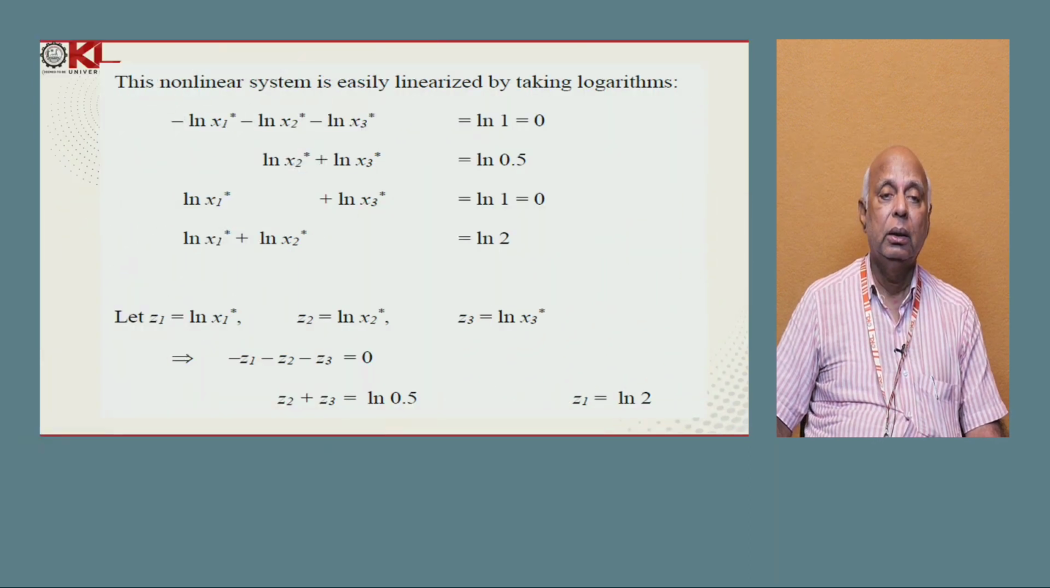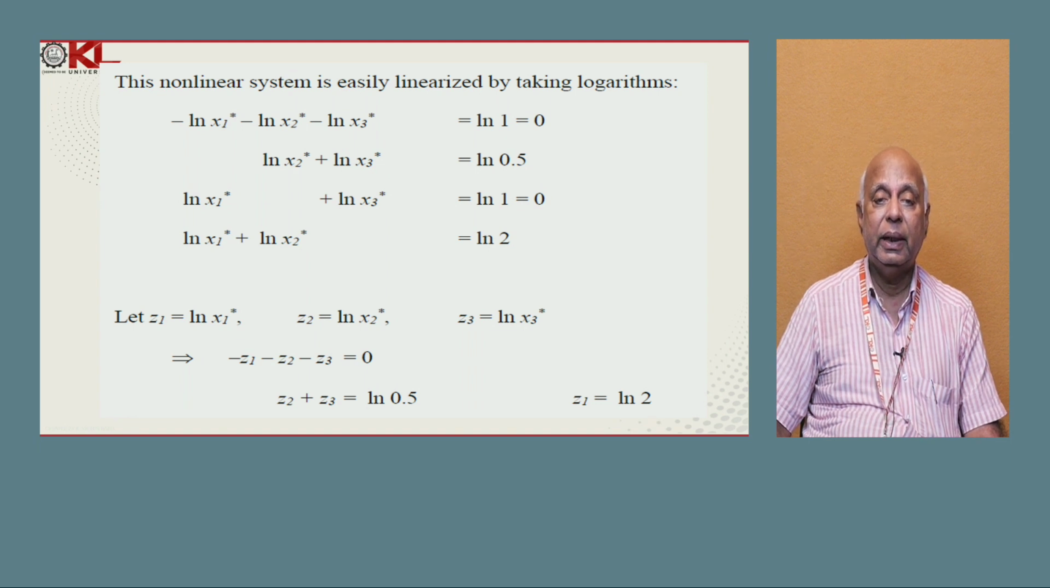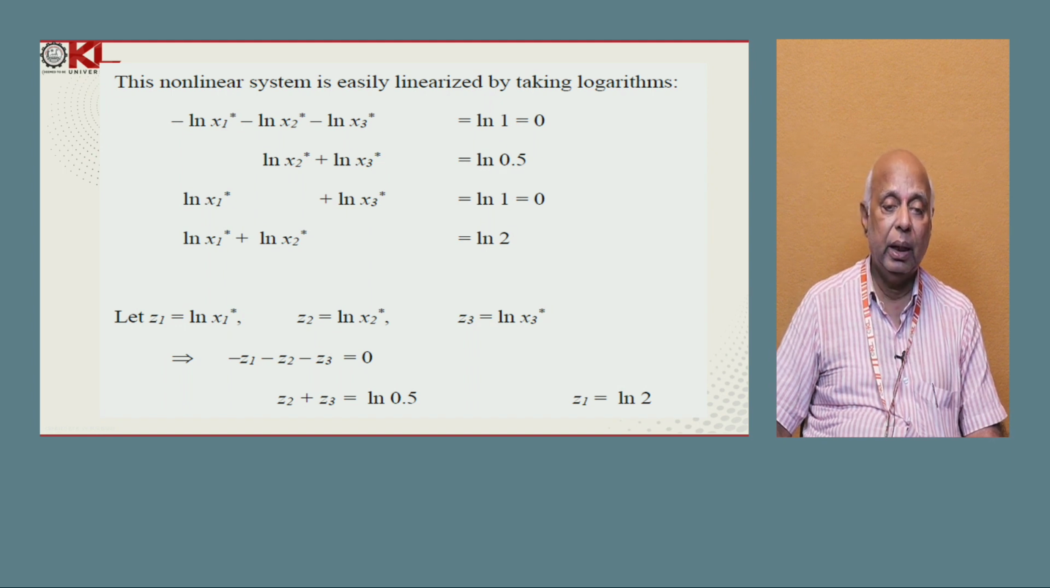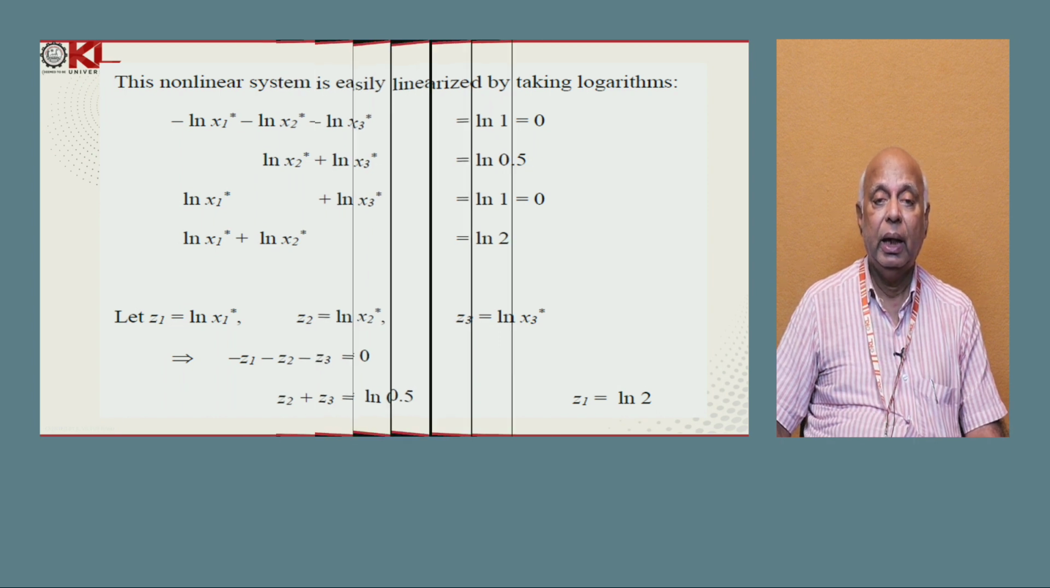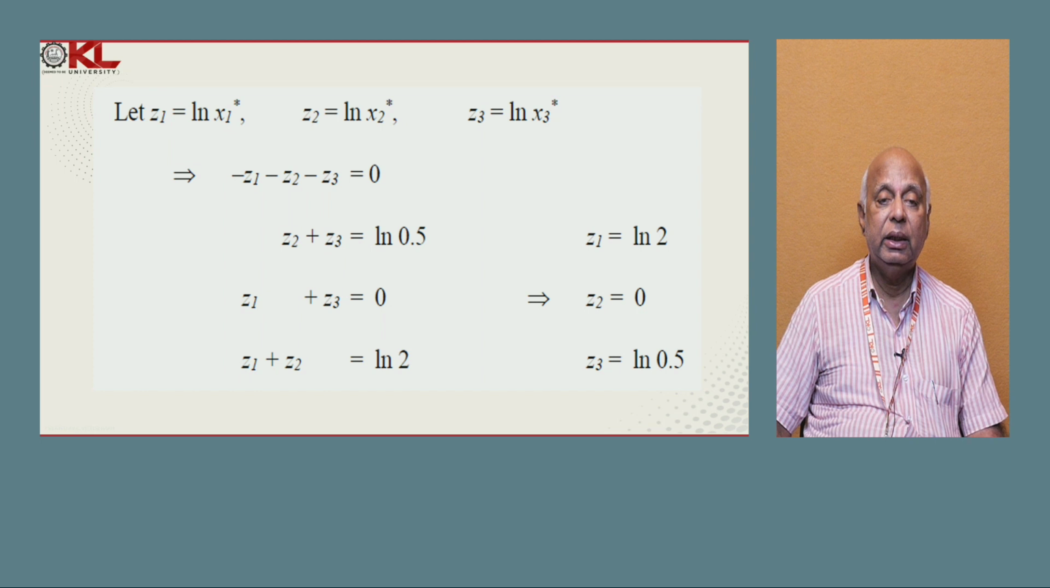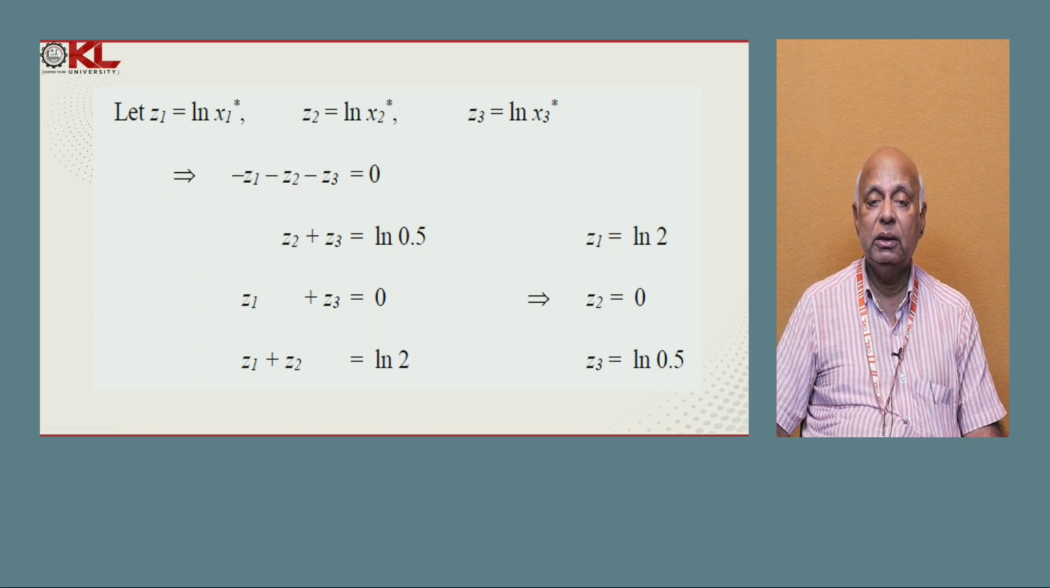So here the non-linear system is easily linearized by taking logarithms. We take the natural logarithms, and this is the set of equations we will be having. And ln of x1 star we call z1, ln of x2 star we call z2, and similarly z3, and finally what we get here is minus z1 minus z2 minus z3 equal to 0, and so on, and ultimately this leads to the solution of the equations.